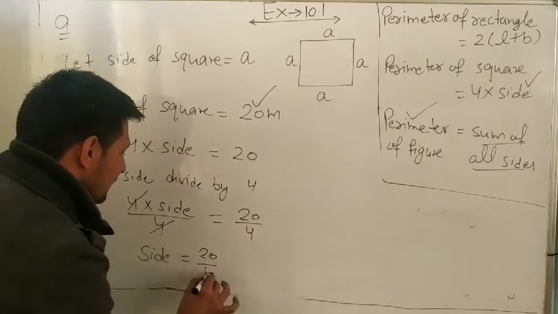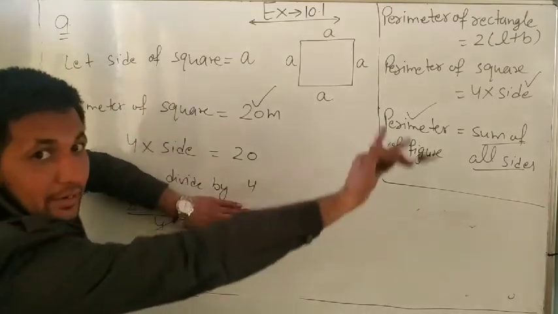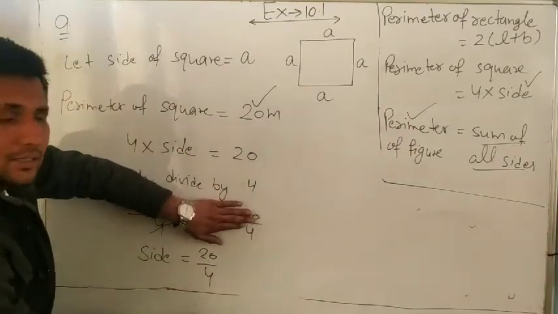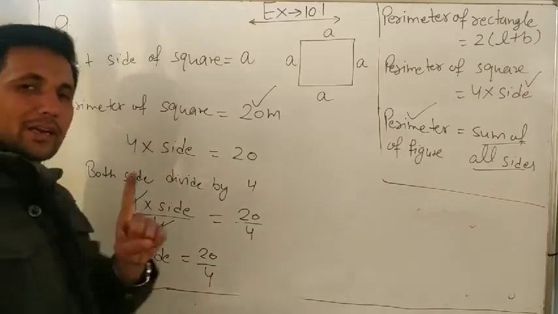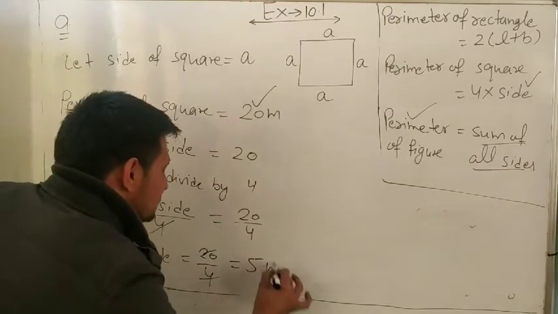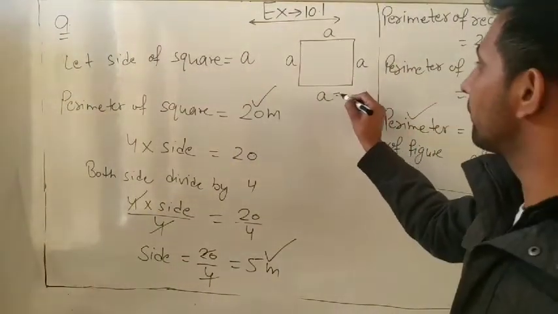What I told you, if you don't want to write it, multiply on another side, divide. So when 4 goes to the other side, it is 20 divided by 4. Otherwise you can do this one. Both are right. Now 4 into 5 is 20, so what is the side? The side is 5 meter. Side is 5 meter, the answer.